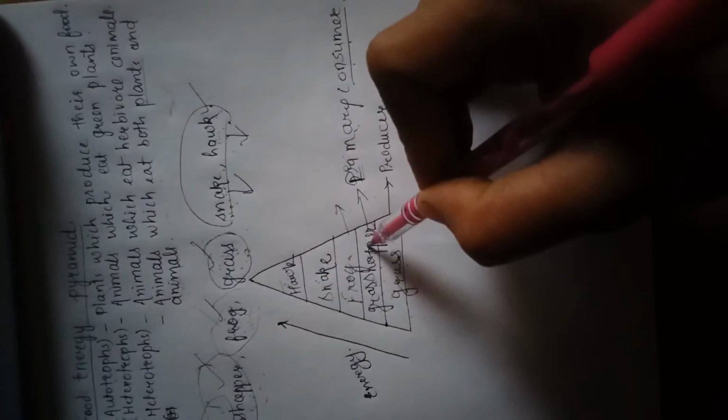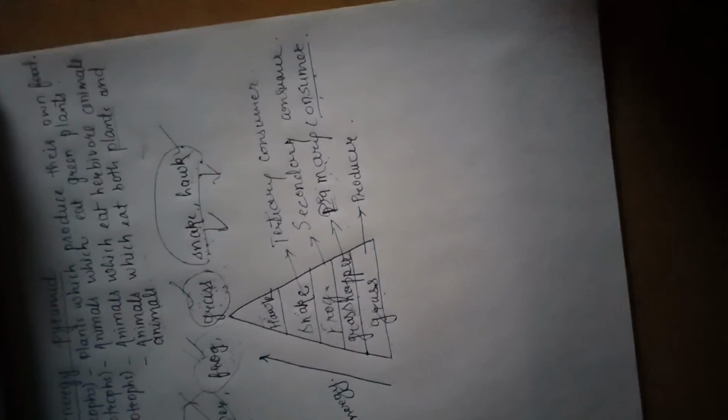Primary consumer. The organism that consumes the primary consumer is called the secondary consumer. The third one is the organism which is eating the secondary consumer. So we are going to write the name of it, that is tertiary consumer. And the topmost, we can say the topmost predator. You can say the topmost predator also.